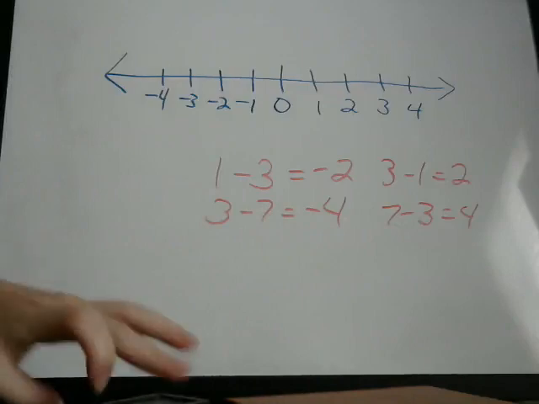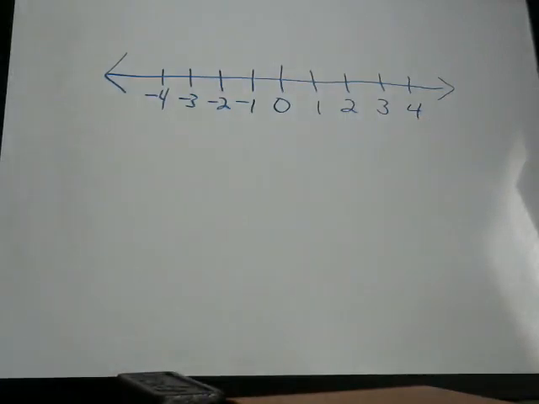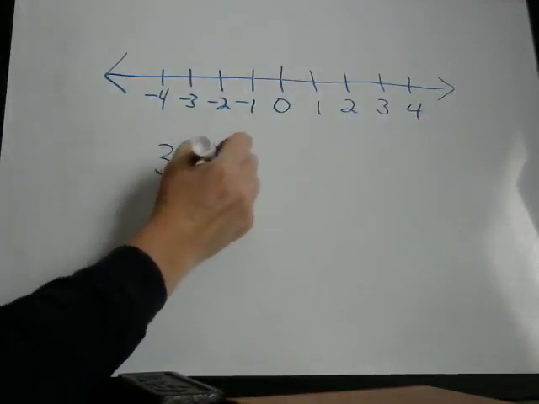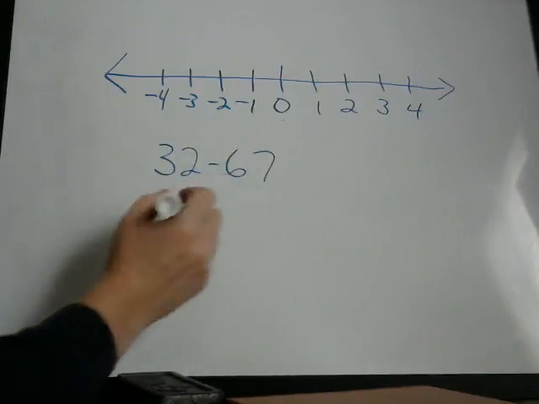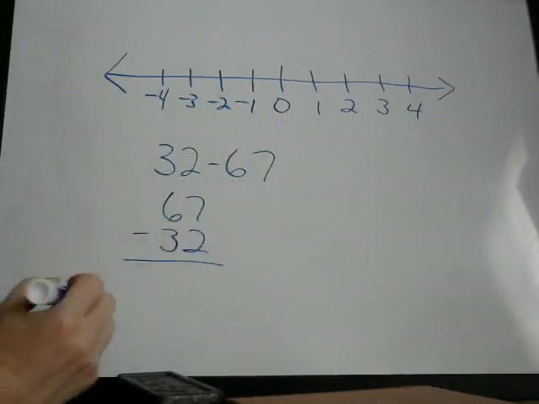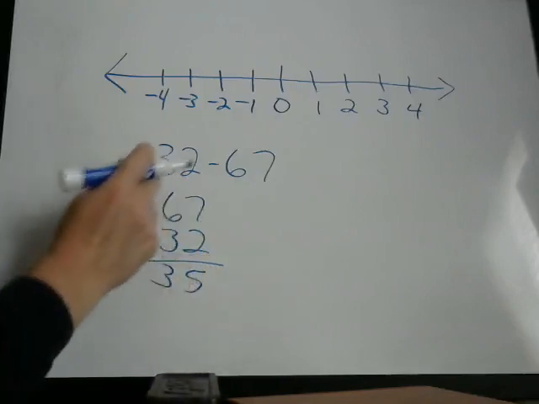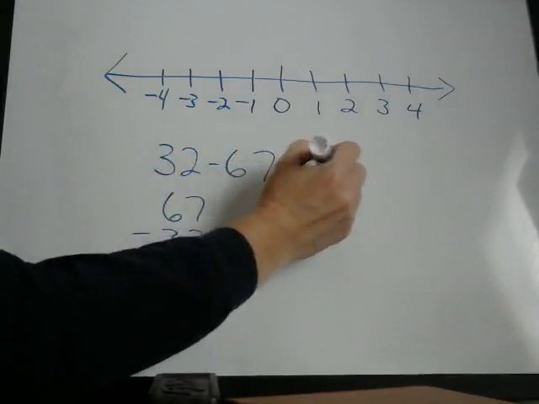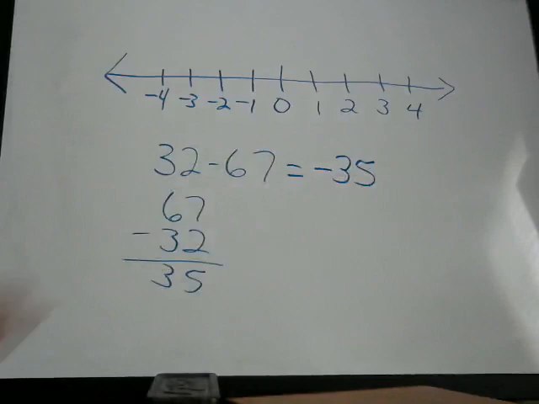So if we try this for larger numbers, for example, let's do 32 minus 67. Well, the way that we can think of that is 67 minus 32. If we do that subtraction, we get 35. So the answer to 32 minus 67 is going to be negative 35. Make sure you add the negative on there. And that makes sense, because if we're out at 32 and go all the way back 67, we're going to end up at a negative number.